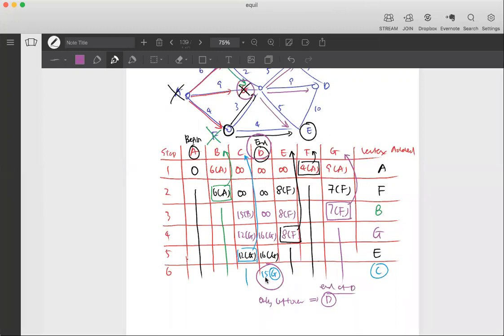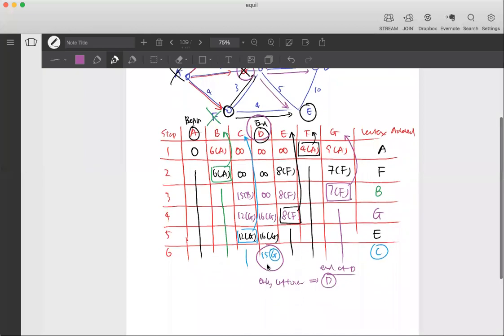Once you figure out the minimum distance is 15, you're just going to backtrack. So let's start to backtrack. At D, where does D come from? D is coming from G. Okay, where does G come from? G is coming from F.